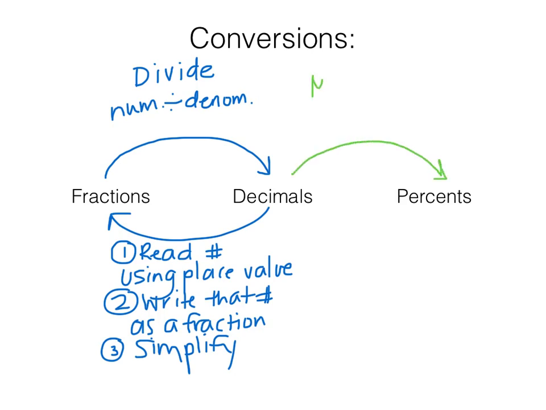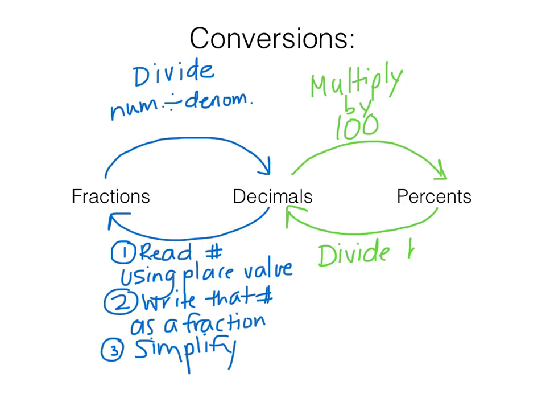So let's look at decimals to percents. In that circumstance, you're going to take the number in the decimal and you're going to multiply by 100. To go from percents to decimals, you're going to do the opposite. You're going to divide by 100. Now we're going to put this into action on the next slide with a couple of sample problems.